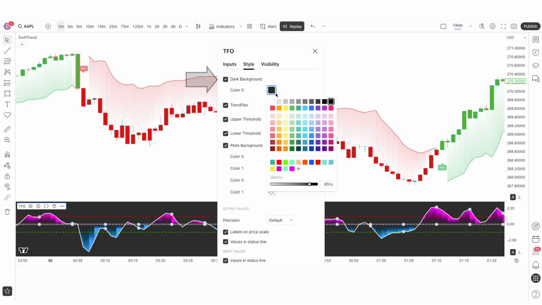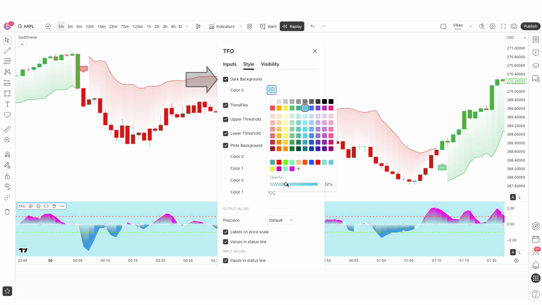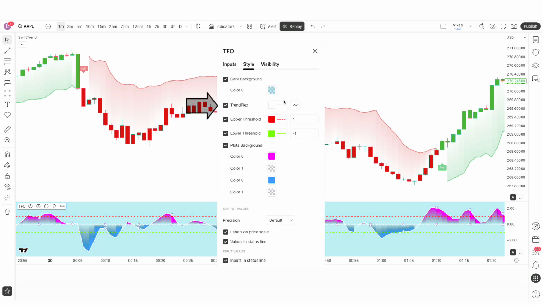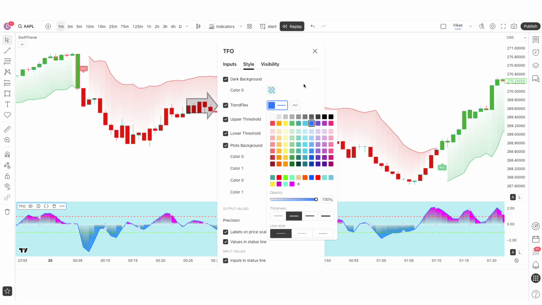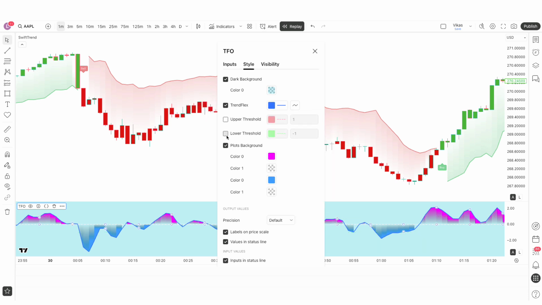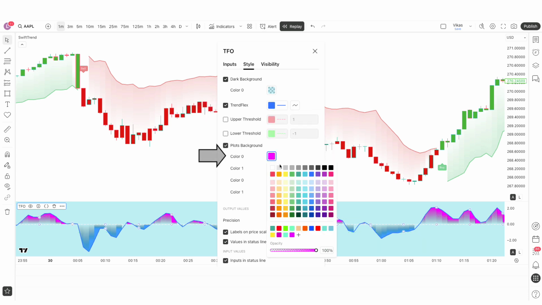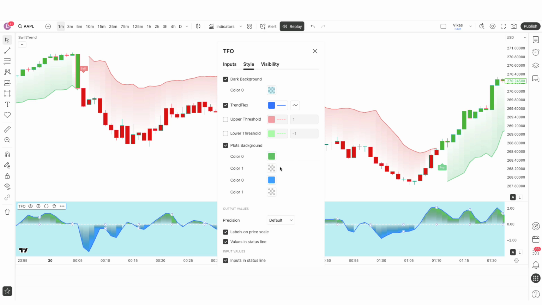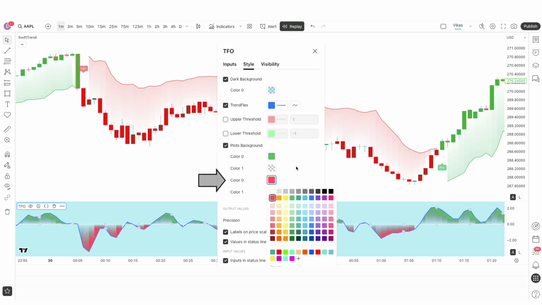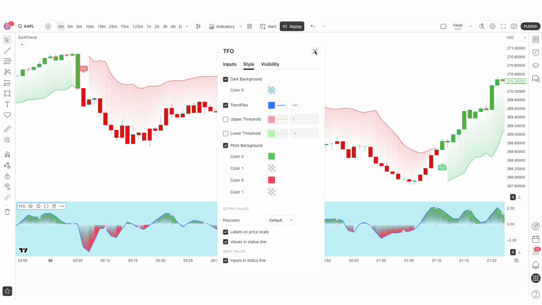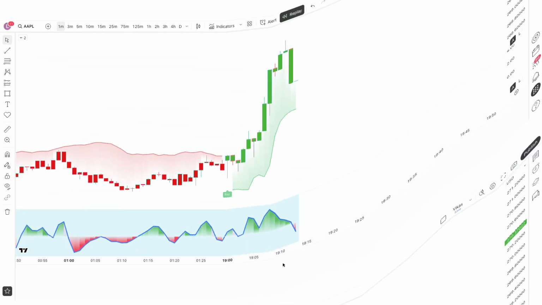We have to change this Dark Background option from black to cyan. We have to change this Trend Flex option from white to blue. We need to hide these options. We have to change this Plots Background Color 0 option from pink to green and blue to red. Now our setup is ready. Let's see how we use these trading setups.